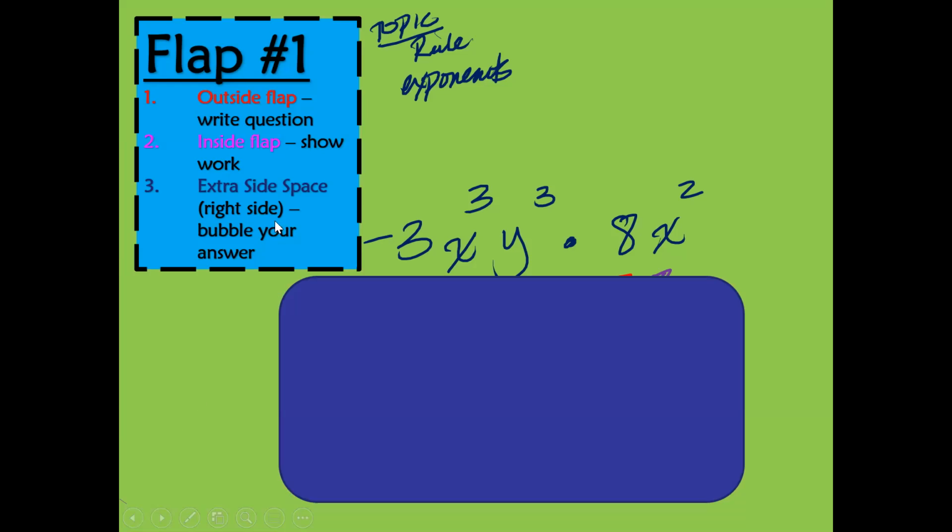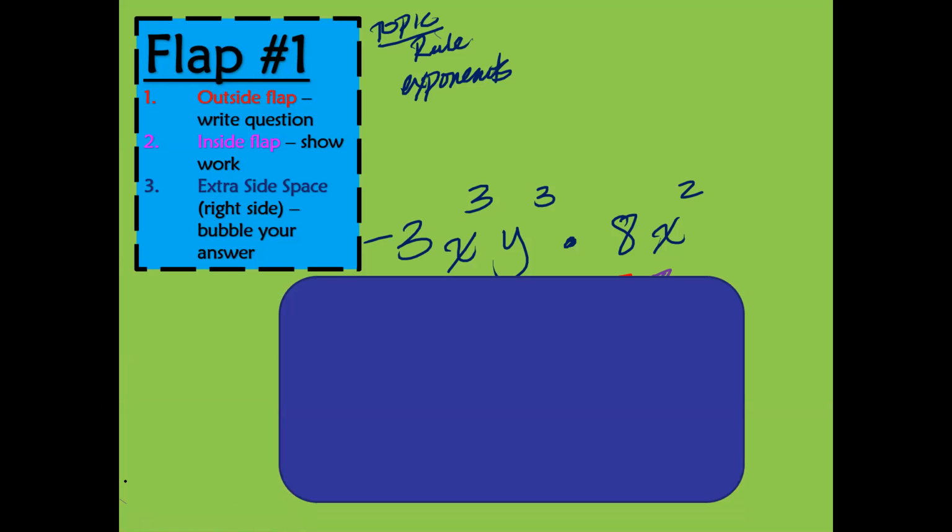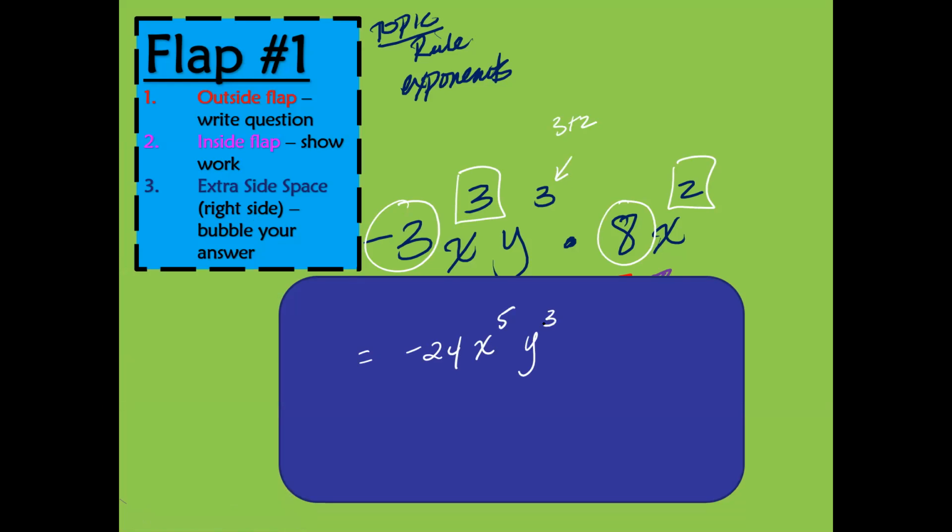All right, so let's go ahead and take a look at the first question. Copy this part down. We're going to do a quick review when it comes to exponents. First, I'm going to take this number times this number, which is a negative 24. Then I'm going to count how many x's I have. Well, 3 plus 2 is x to the 5th. Y is by itself. And that is your answer.